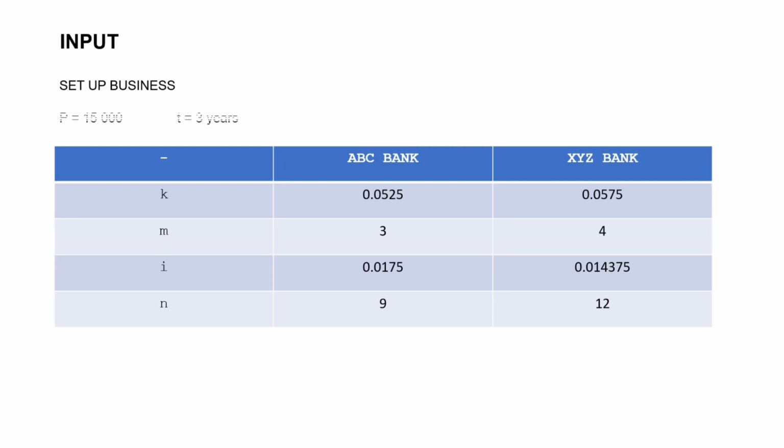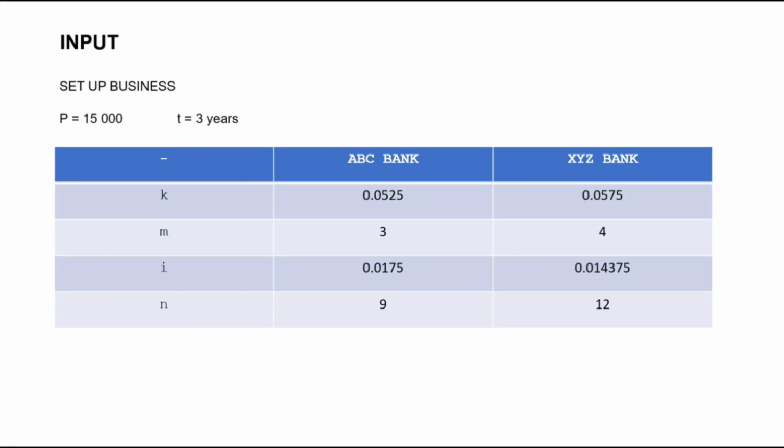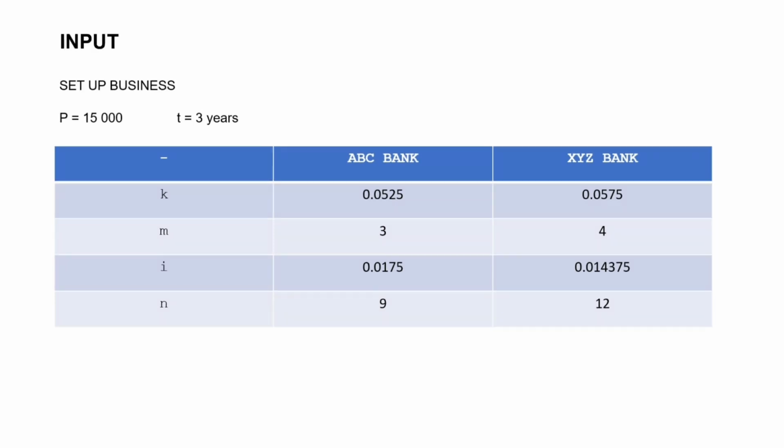These are the inputs of the business setup. P stands for principal value, T stands for interest period or the term, K stands for nominal interest rate, M stands for frequency of conversion, I stands for periodic interest rate, and N stands for number of interest periods.